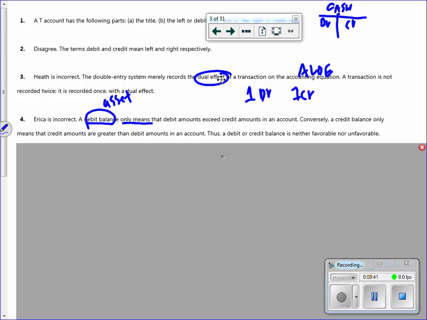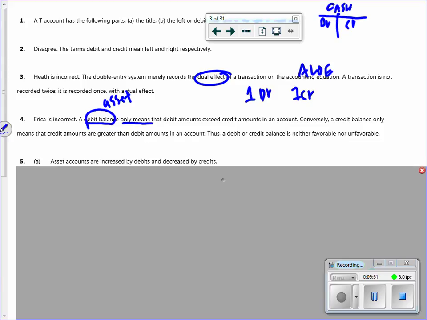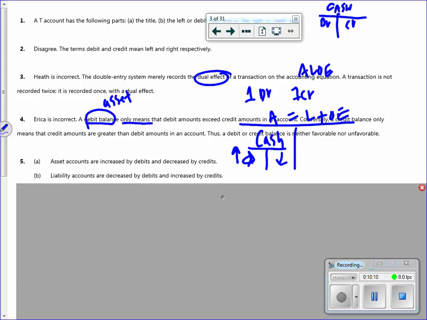Number 5. State the rules of debit and credit as applied to assets, liabilities, and owner's equity. Assets are increased by debits and decreased by credits. Assets are on the left, so the normal balance side is on the left. That's where the plus is. Okay, liabilities are on the right. That's where the plus is. Opposite of that would be the minus.